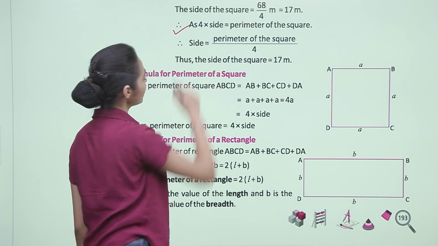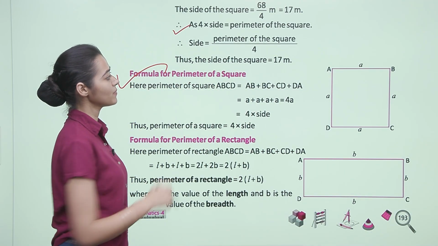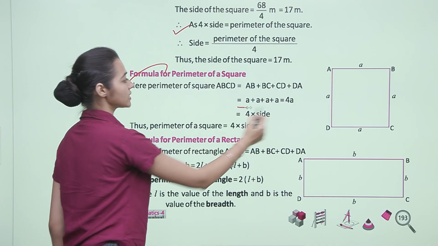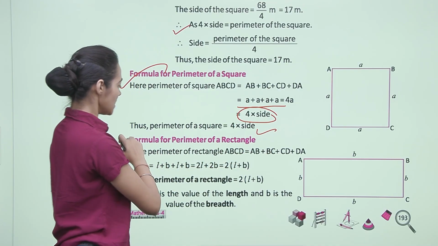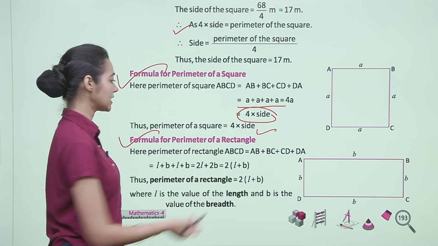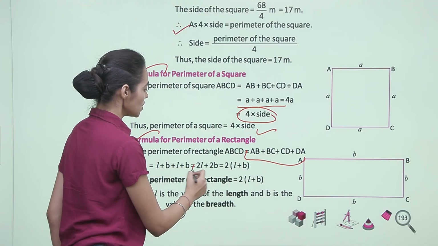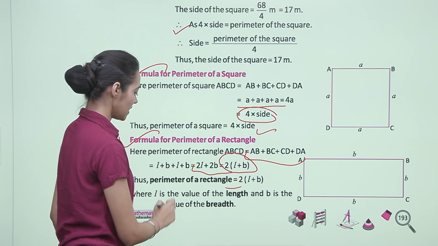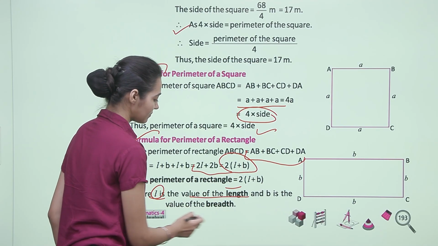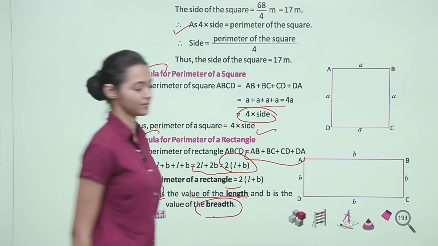And here we have our formulas. The formula for the perimeter of a square is the sum of all sides or 4 into side. Here is our formula for the perimeter of a rectangle, that is the sum of all sides or 2 into length plus breadth, where L is the value of length and B is the value of breadth.